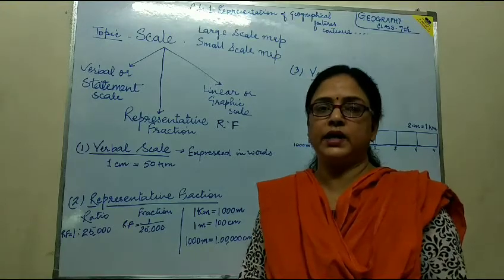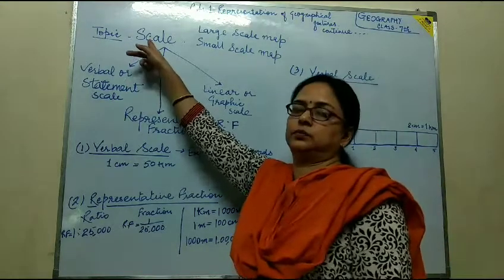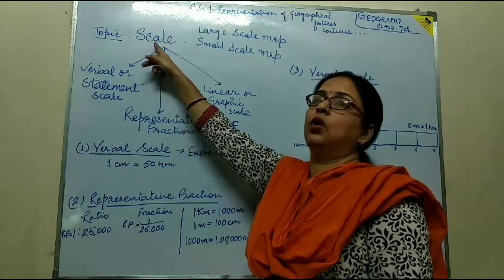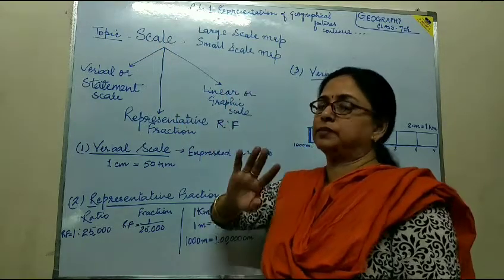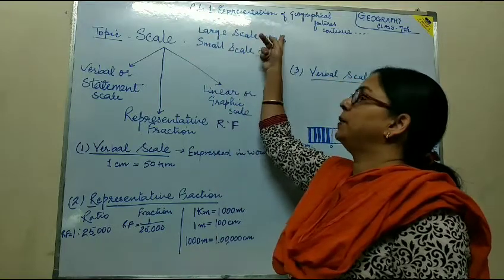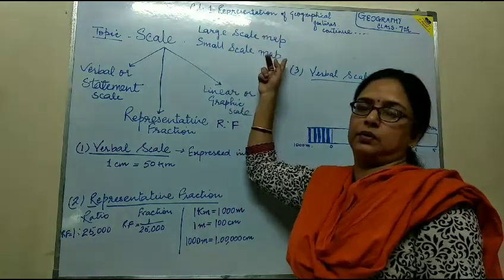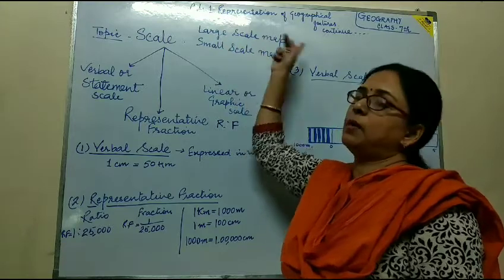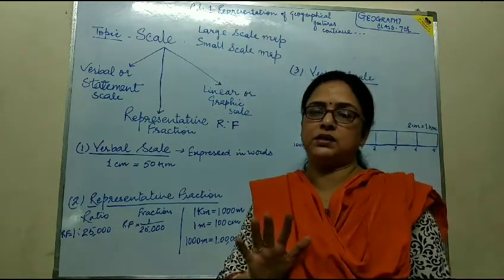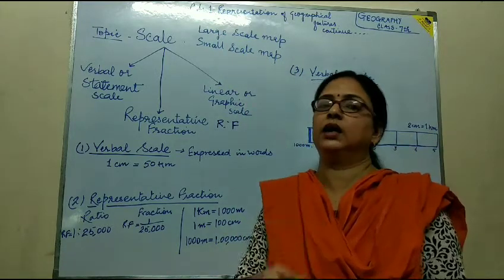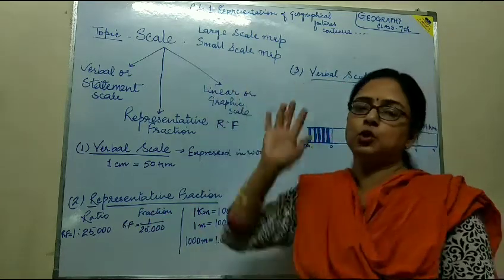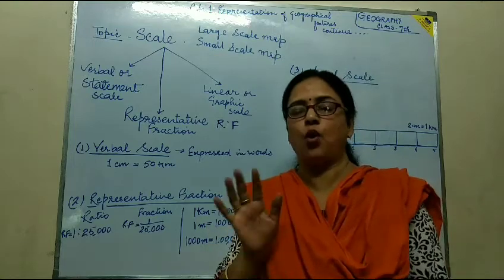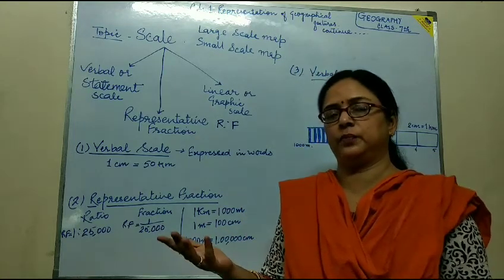Now our next topic is scale. Scales are classified on the basis of the map. There are two types of map scale: the large scale map and the small scale map. Large scale maps depict a small area in detail, whereas small scale maps show only the important features of a large area.